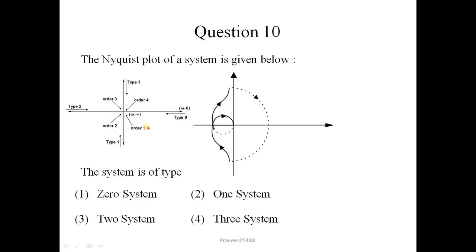Okay, so from the figure we will compare, it is starting from here and ending at the origin. So this is type 1 and order 3. The system is of type 1 system.